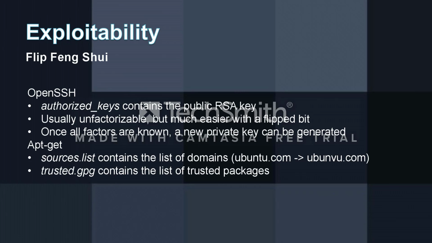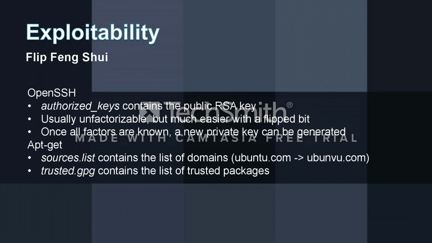There are 2 ways this can work to our benefit. The first is through OpenSSH. As we all know, the RSA algorithm requires a public key, which is stored in this file called authorized keys. The key usually is not possible to be factorized, but with a flipped bit, factorization is much easier, and once we have all the factors, we can easily generate a new private key, allowing us to forge the victim's identity.